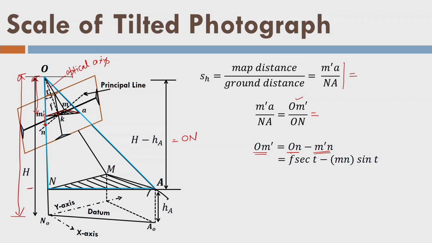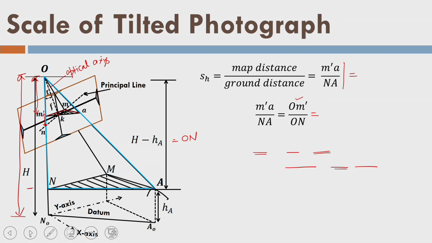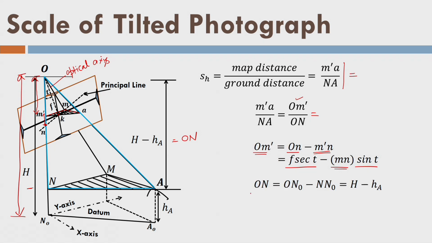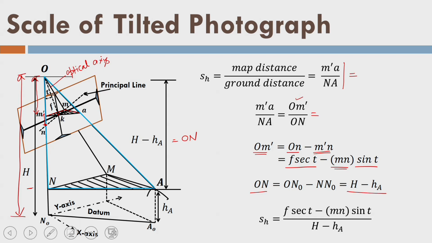ON is equal to f sec t, where t is my tilt angle, and M dash N is equal to Mn into sin t. So, you can use this triangle shown here. Fine. Let us go ahead. Now, coming to the ON, as I already told, ON is equal to h minus HA. So, I can write that SH, the scale of the tilted photograph, is equal to this ratio, or this distance to this distance. This is the scale of my tilted photograph.